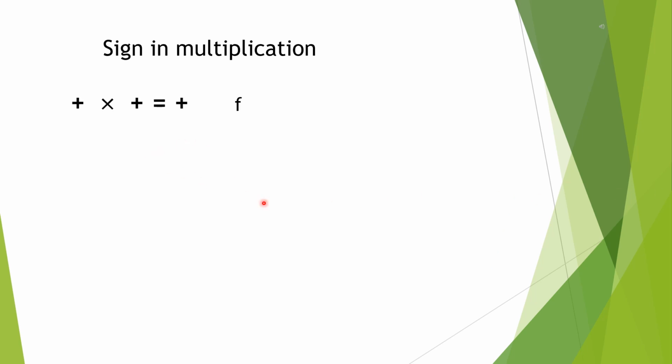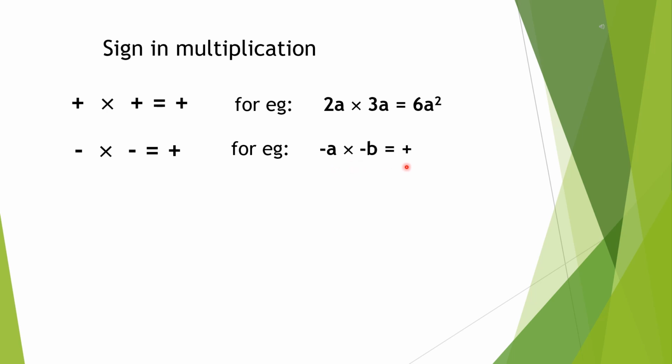One more important thing is we have to put the correct sign. Let us see the sign in multiplication. Plus into plus is equal to plus. For example, 2a into 3a is equal to 6a square. Minus into minus is equal to plus. For example, minus a into minus b is equal to plus ab.